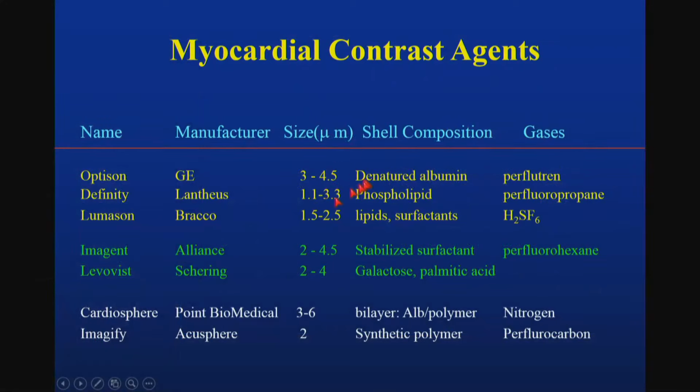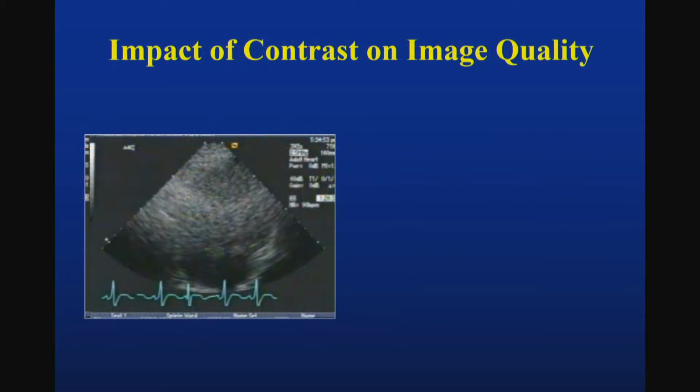And the greens are the ones that are approved in other countries in the world. And the last ones in white, where a lot of money was spent in development, unfortunately, they did not master an approval from the agencies. So basically, in the United States, we're dealing with 3 agents: Optisound, Definity, and Lumasound, with their properties of gas as well as shell composition.